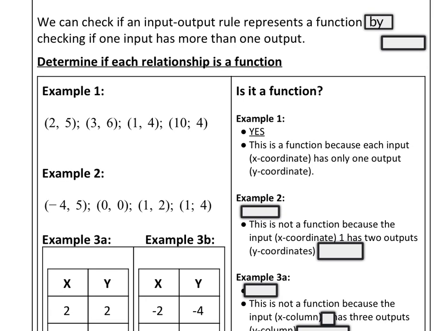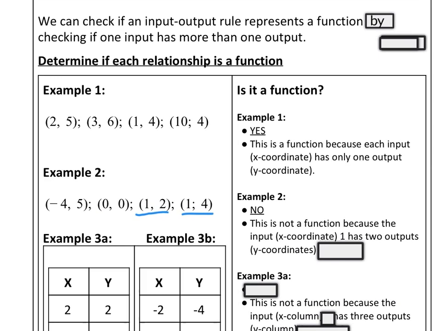Example 2. Here we have coordinates again, (-4, 5), (0, 0). Oh, let's check this out. (1, 2), and (1, 4). I notice that these two coordinates have the input of 1. Since that's repeated, no, this is not a function because the input of 1, the x coordinate of 1, has 2 different outputs. That's 2 and 4. We have (1, 2) and (1, 4). It's not a function because the input 1 has more than one output.